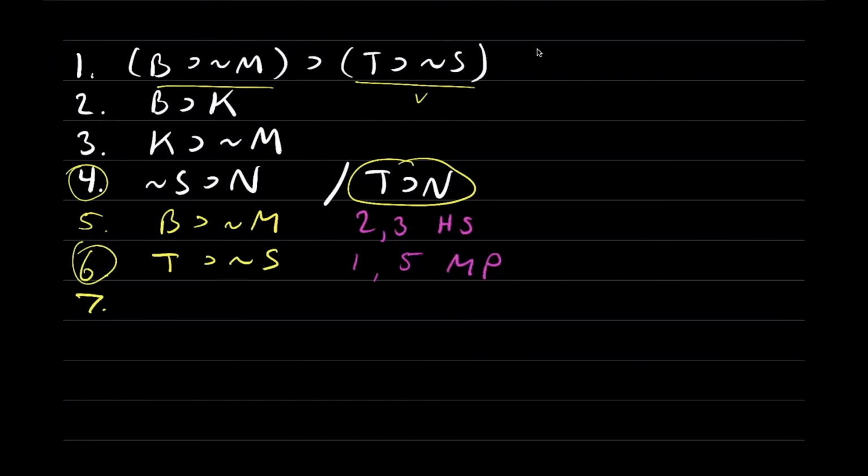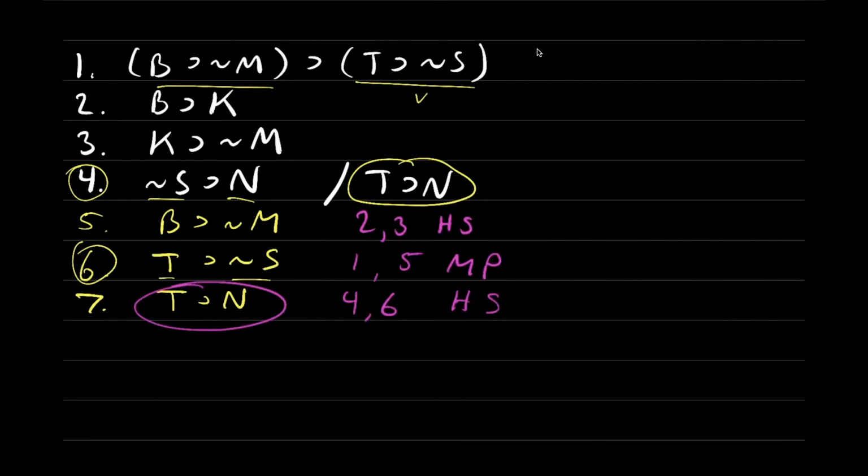Line 6 says that if T is true, then not S has to be the case. But line 4 says that if not S is the case, we get N. From those 2 premises, you can conclude if T, then N. And that's going to follow from lines 4 and line 6 by hypothetical syllogism, HS. And we're done. Once you get the conclusion on its own line, you've shown that the argument is valid.